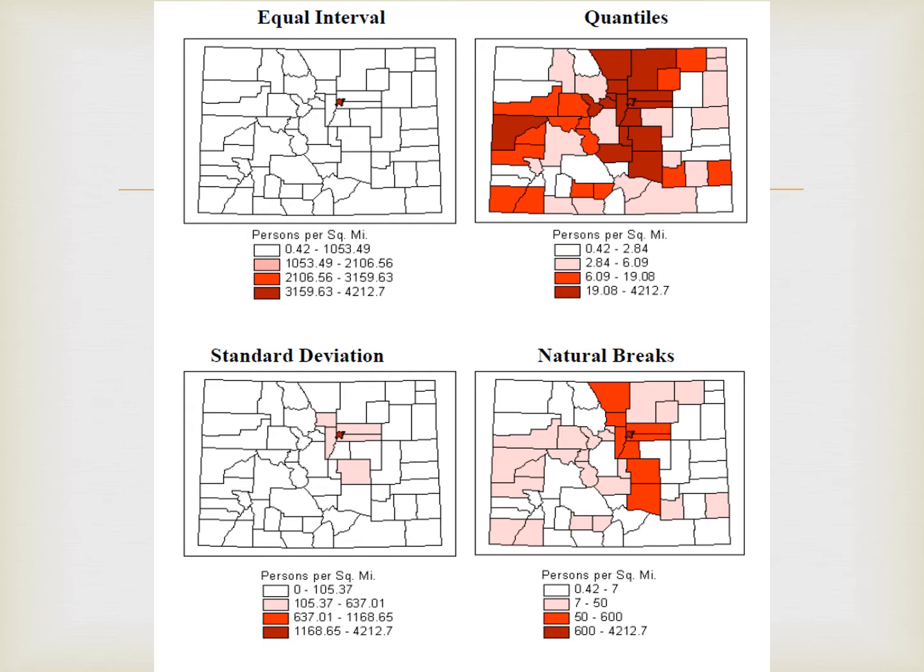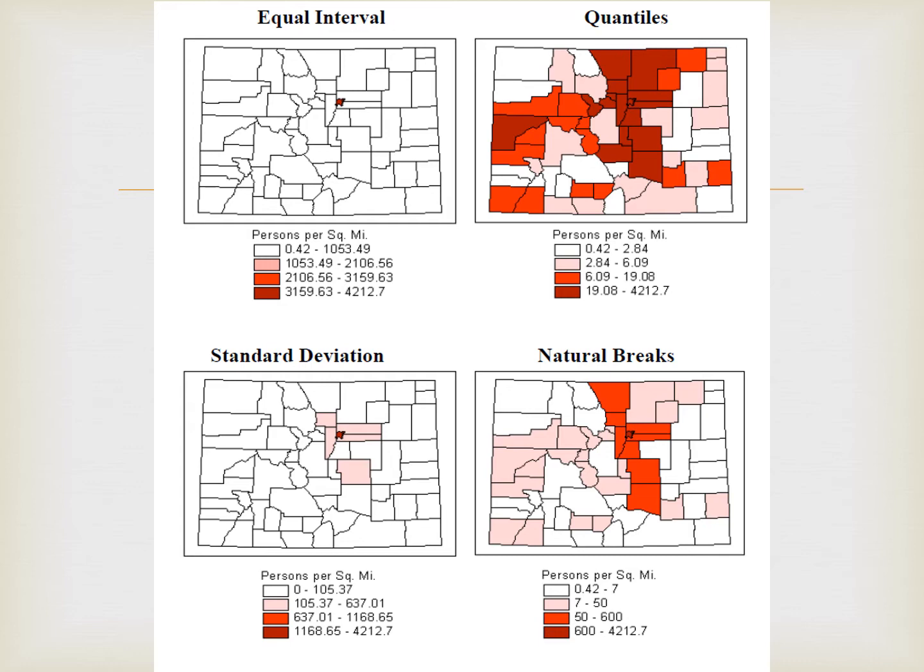The next grouping is called quantiles, or equal frequency. This means that the 64 counties of Colorado are divided up into 4 equal groupings, regardless of the interval that this class may contain. So notice that the lowest class ranges from 0.42 people per square mile to 2.84, and that's a rather small interval for the 16 smallest counties. But then notice the highest class, which ranges from 19 people per square mile to 4,212. That's a huge interval for a group of 16 counties.